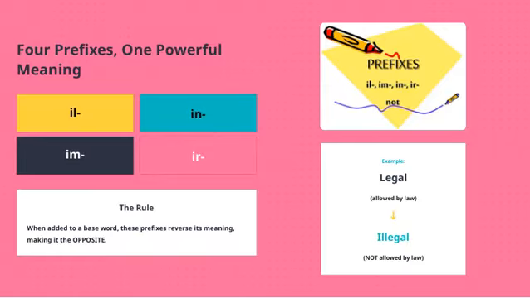Today, I want to talk about 4 common prefixes that can really change the meaning of a word. These are il, in, im, and ir. What's interesting about these prefixes is that they all have a similar function when added to a base word. They actually reverse the original meaning, turning it into the opposite. For example, take the word legal, which means allowed by law. When we add the prefix il, it becomes illegal, which means not allowed by law. So just by adding this small prefix, the entire meaning of the word flips.